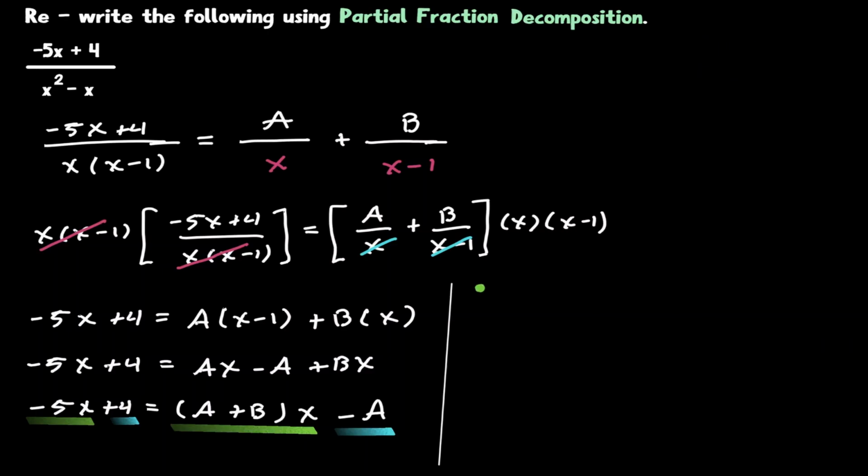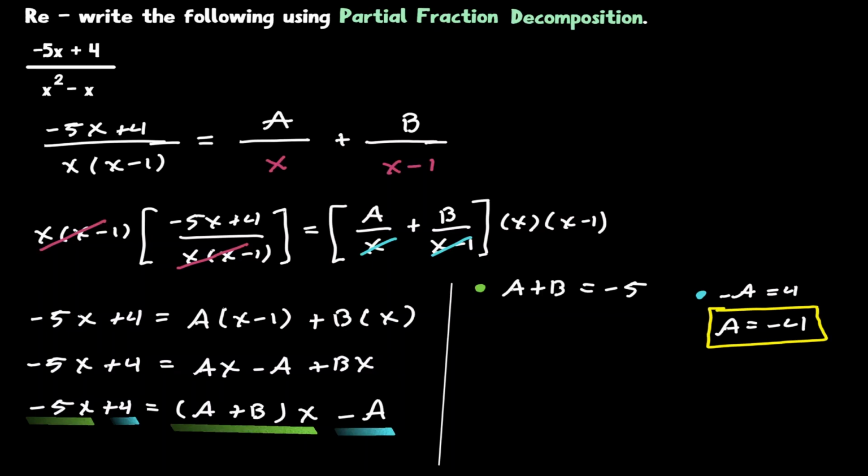Because using the relationship with the terms, we can say that the coefficients of those in front of x on the right should be equal to the coefficients of those in front of x on the left. So we can say that a + b should be equal to -5. And we can also say that the constant on the right should be equal to the constant on the left. In other words, -a should equal 4. And now notice that we can solve for a and b. We can rewrite this by saying that a is equivalent to -4.